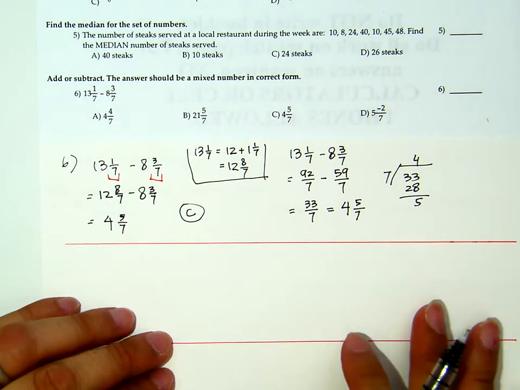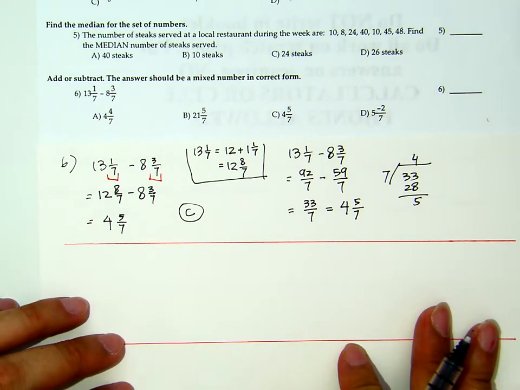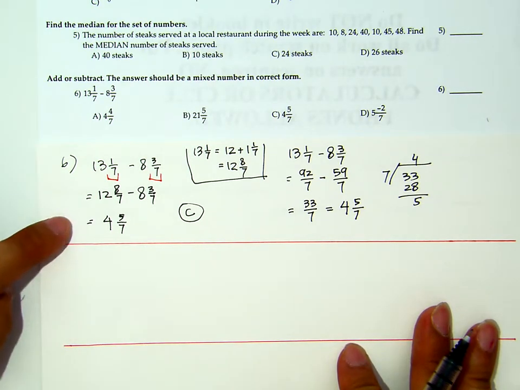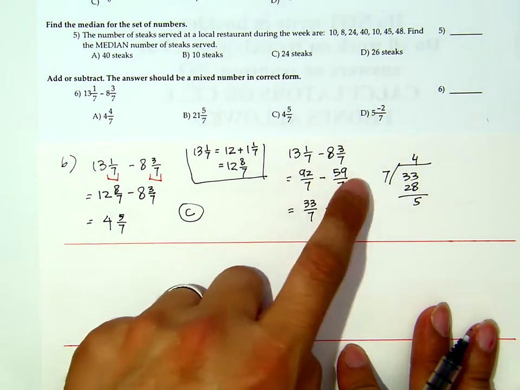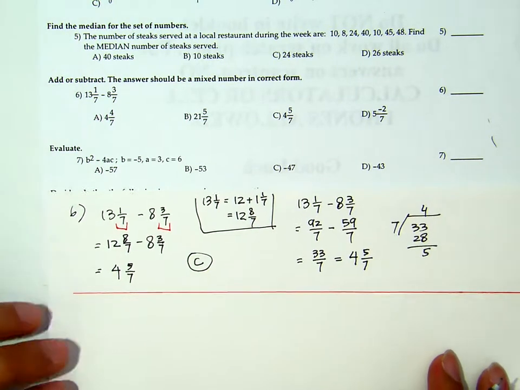Now that's for number 6. You can do it this way, you can do it that way, either way. Of course, in my class I teach this way, but some teachers, especially because the denominator is not a big number, it is acceptable to do it that way. Number 7.